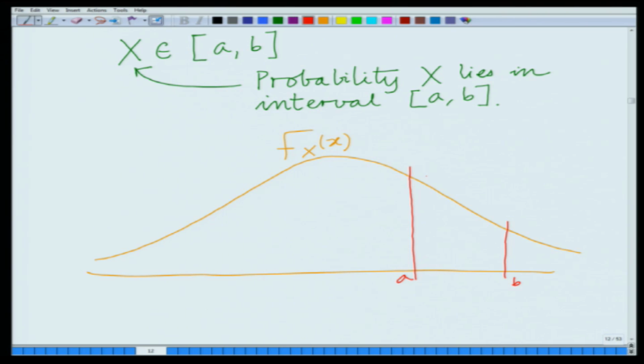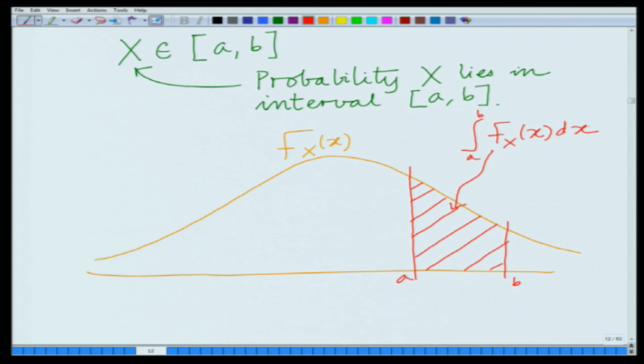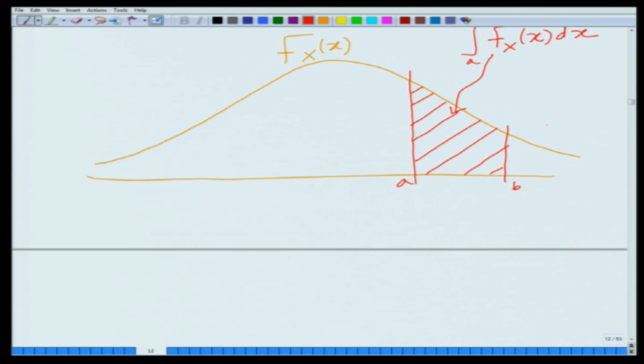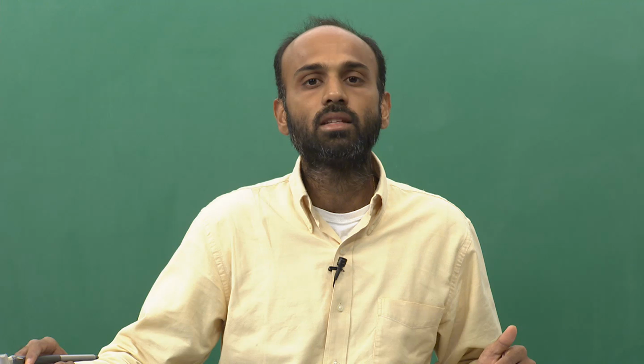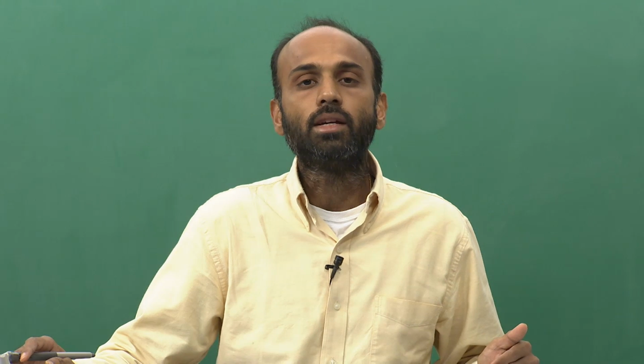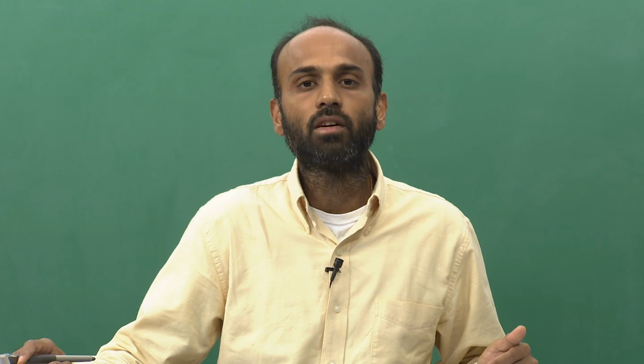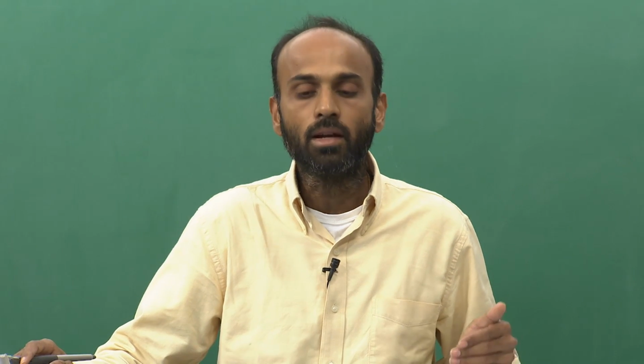The probability that this random variable lies in the interval a to b is the area under the probability density function between the points a and b, that is equal to integral a to b of f of x dx. Therefore, what we are saying is that the probability that the random variable x lies in this interval between a and b is the area under the probability density function between these 2 points a and b.